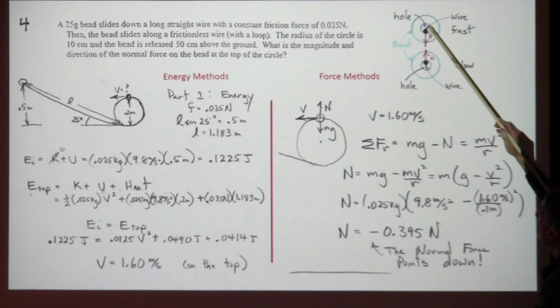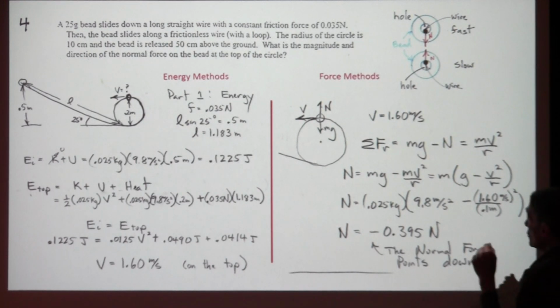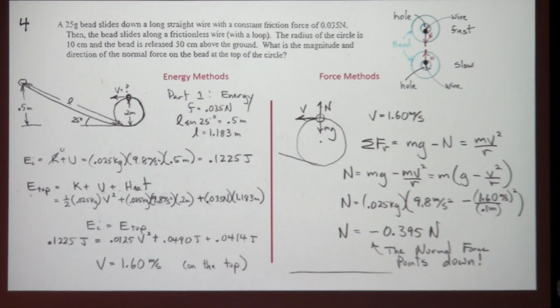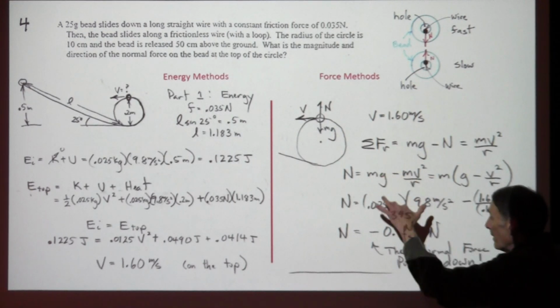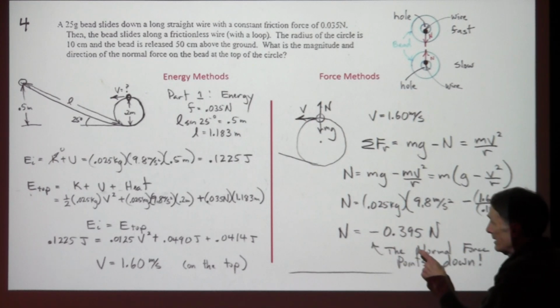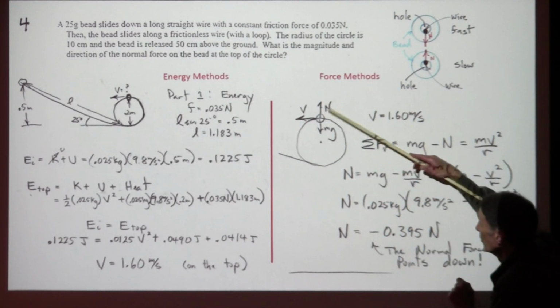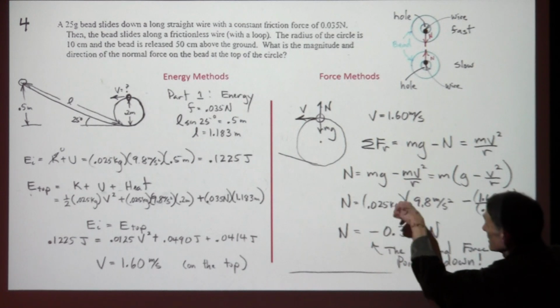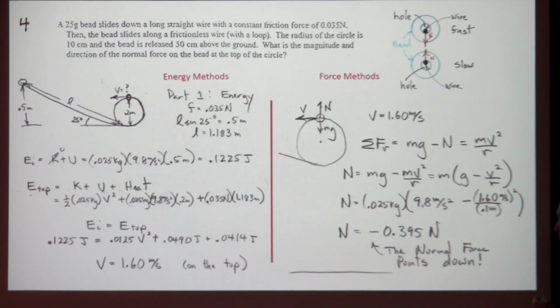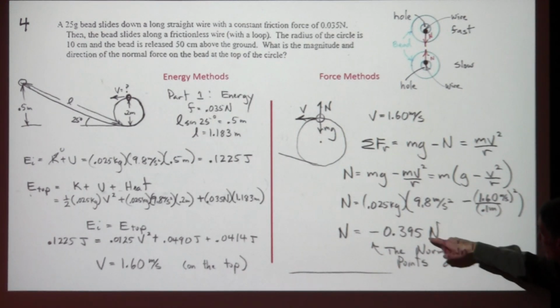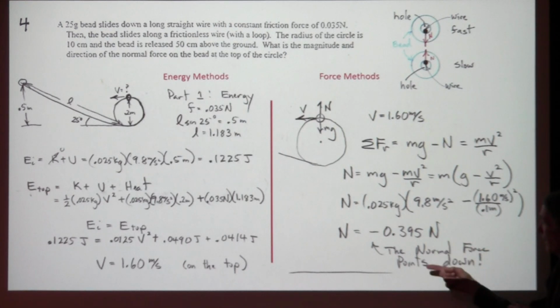Now, maybe you guessed this to begin with. You could go ahead and do that. But the bottom line is the math is going to work out. It's going to tell you whether it is plus the way you wanted it or minus what was pointing in. And so this is what he's looking for. What is the magnitude and now the direction? Normal force, and it points down.